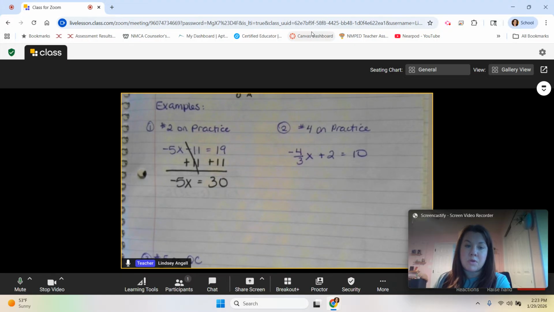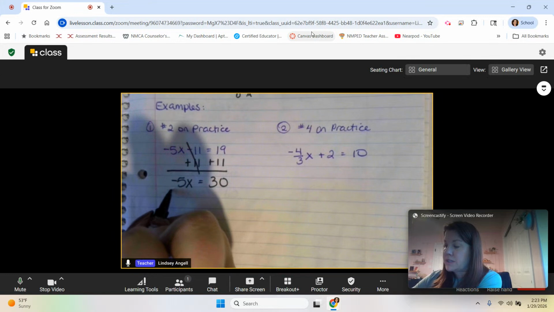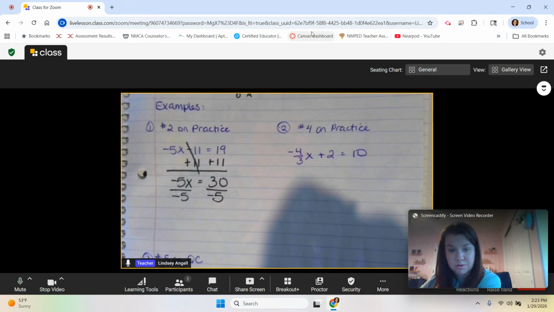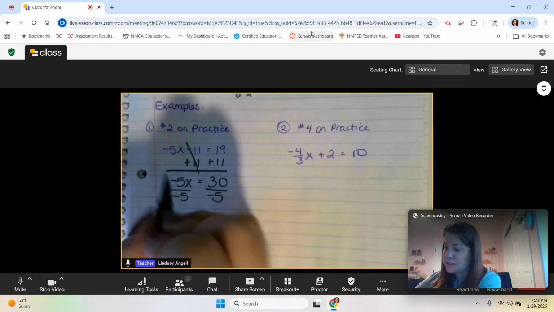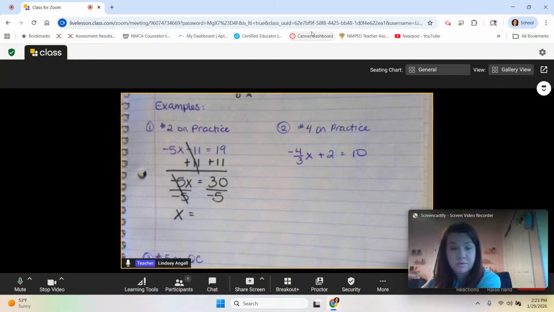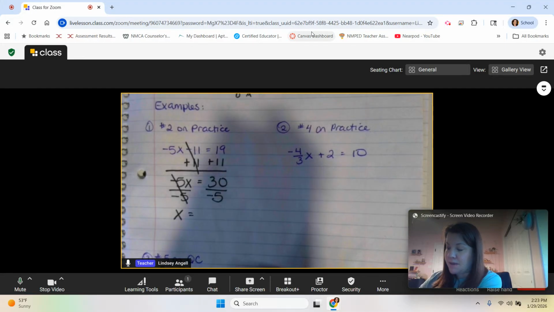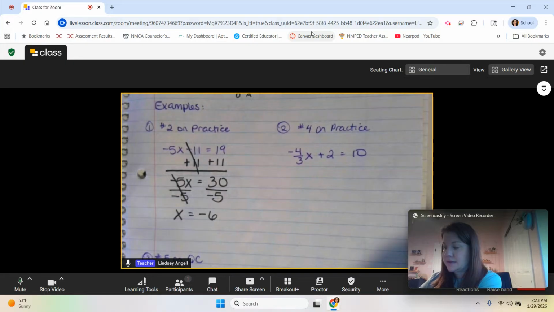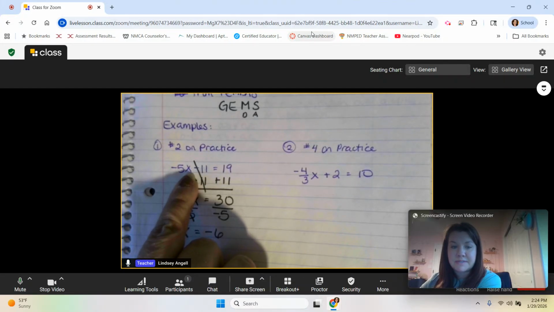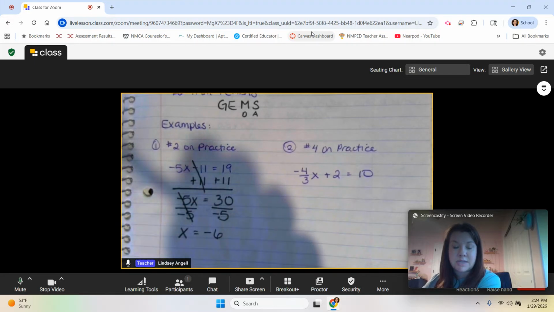Next, we are multiplying by negative 5 right now, so in order to get rid of that and continue our work towards isolating our variable, we are going to do the opposite operation, which is division. So I'm going to divide both sides by negative 5. By doing so, I'm keeping the equation balanced. Negative 5 divided by negative 5 is positive 1, so we're left with positive 1x. And then 30 divided by negative 5 is negative 6. Okay, and then you can plug it back in. Negative 5 times negative 6, well, that's 30, minus 11 does give us 19.